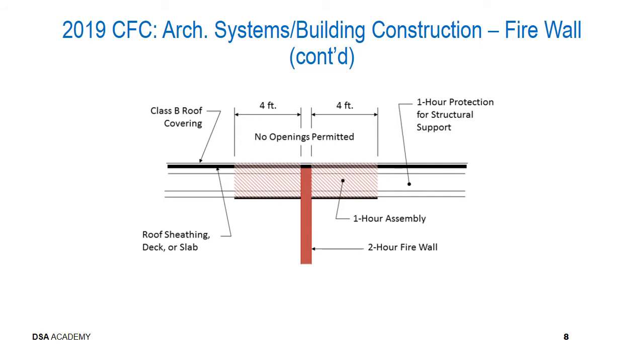This is another condition permitted by Section 706, specifically Section 706.6 Exception 2. Here you note that the firewall does not extend through the roof into a parapet, but instead terminates at the underside of the roof sheathing, deck or slab, a roof with a Class B roof covering, 1 hour protection for the structural steel supports. No openings are permitted within 4 feet each side of the firewall.